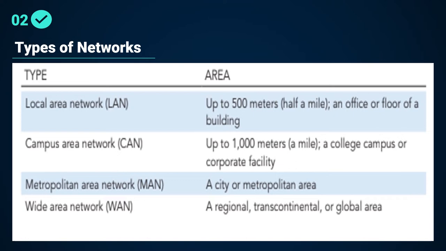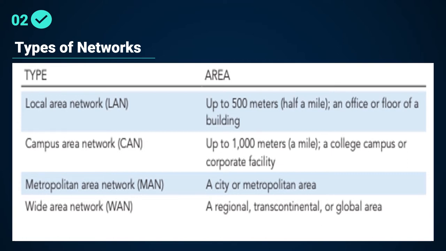LANs typically connect a few computers in a small office, the computers in one building, or all the computers in several buildings in close proximity. LANs also are used to link to long-distance wide area networks and other networks around the world using the internet.